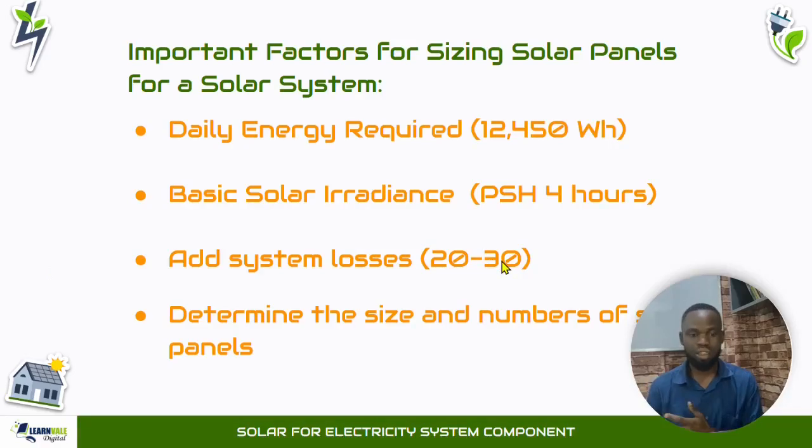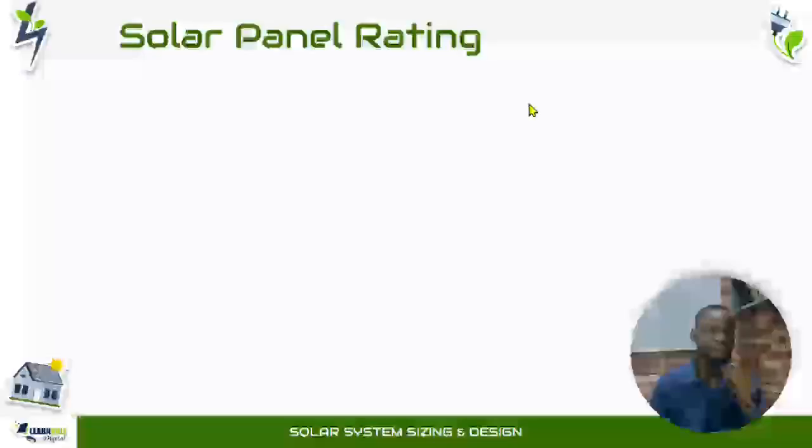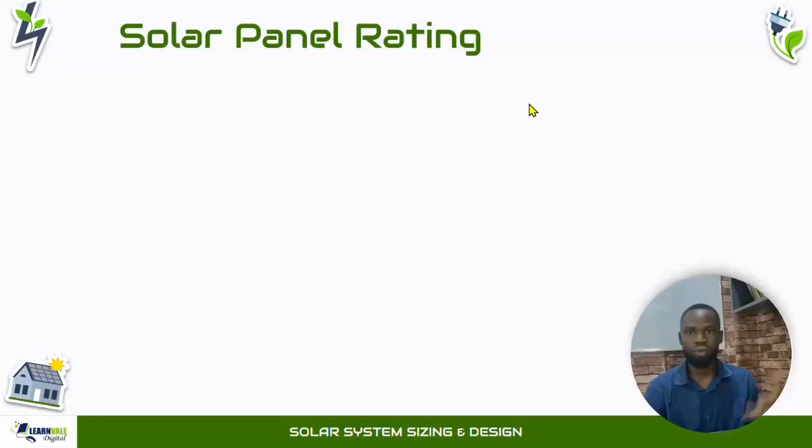It is within 20 to 30%, so we are going to be using 30% for transmission, inverter conversions, and charge controller conversions and all that. There are going to be some energy losses there, so we are going to put it at 30%. After that, we'll determine the size of the panel. Before we go there, let's review panel reading.